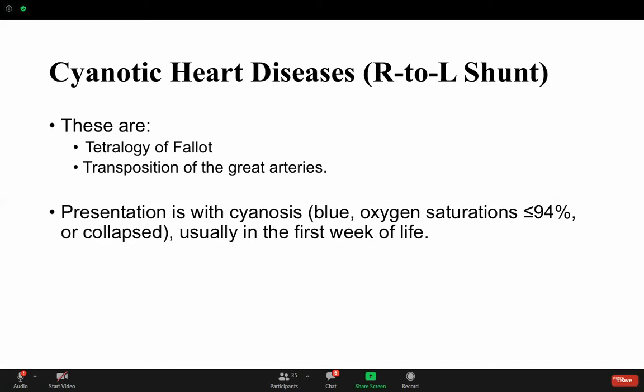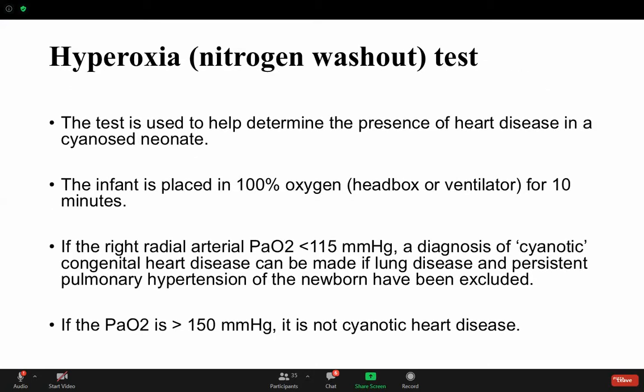The presentation, from the name, because they are cyanotic heart disease, is cyanosis. Okay. There is something we call the hyperoxia test. The test is used to help determine the presence of heart disease in a cyanosed neonate. If a patient comes with cyanosis, you want to be sure whether the cyanosis is because of heart disease or because of a lung problem.